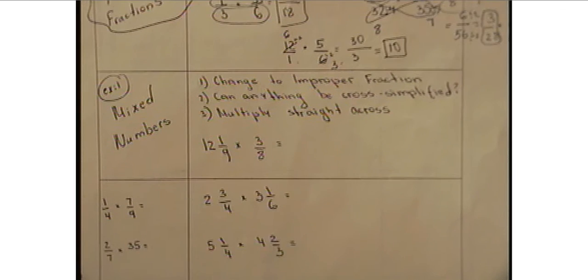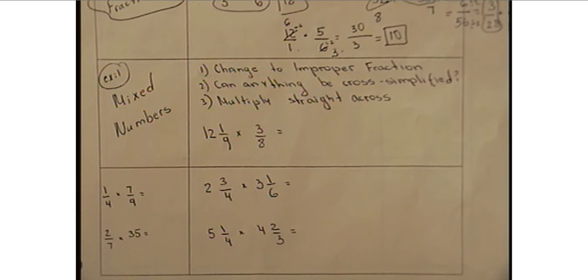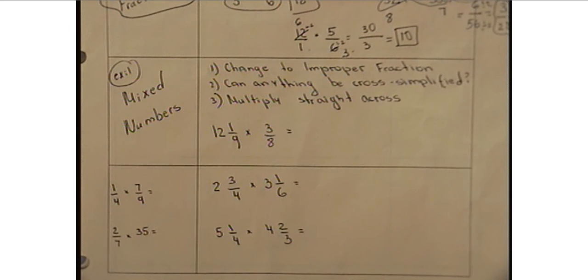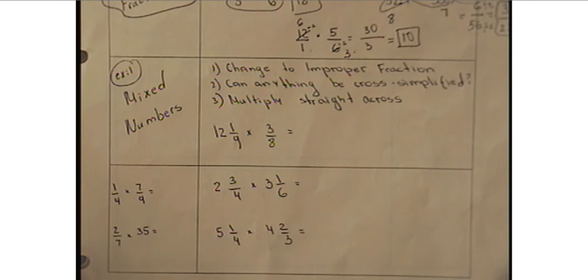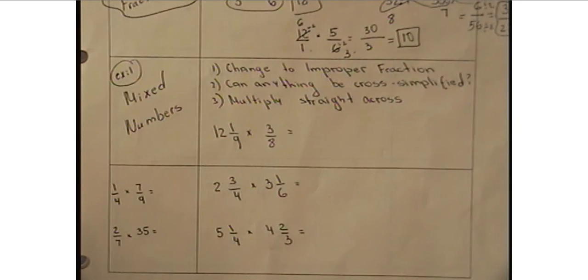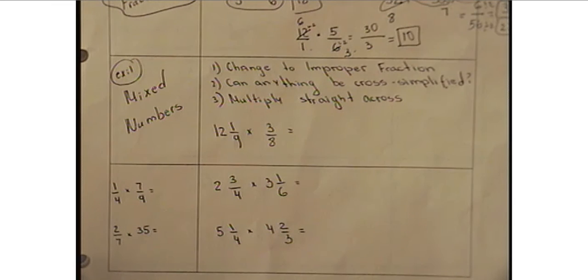Example 1 is mixed numbers. When we work with mixed numbers, we're going to follow 3 steps. First, change to improper fractions. We have already experienced that, so I believe everybody will be okay with it. Second, can anything be cross-simplified? Again, check that. If you're not sure how to simplify, just skip that step. Third step, multiply straight across.